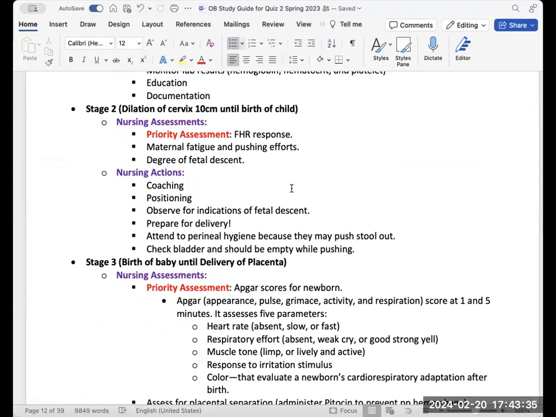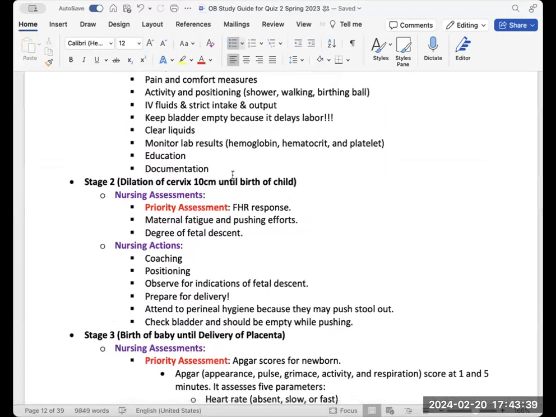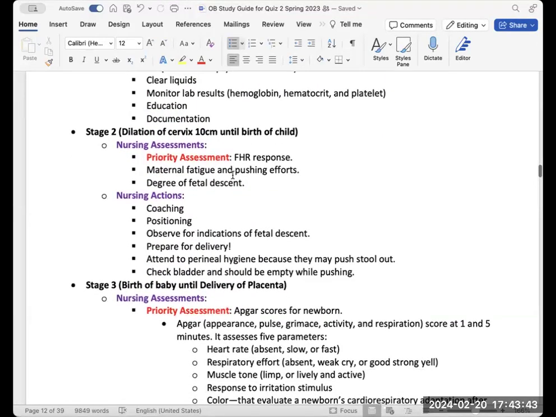Nursing actions: they are pushing the baby. So now it's not as much about positioning, things like that, because they're already in this labor process. So we need to have coaching. We need to make sure that when we position them in this situation, it's helping them push the baby out, right? We're looking for fetal descent. We can't have the mom moving around all over the place to try to see what's going on with the baby and see if the head is coming towards the vagina, okay? We're preparing for delivery, right?